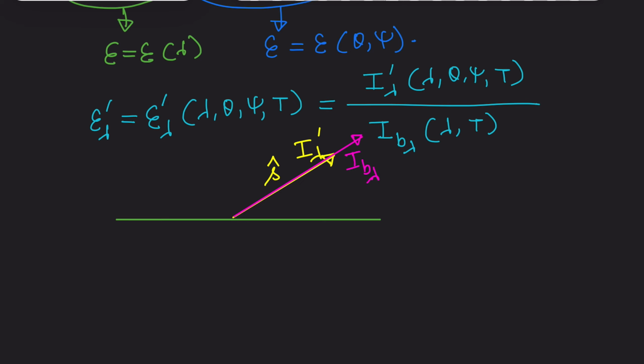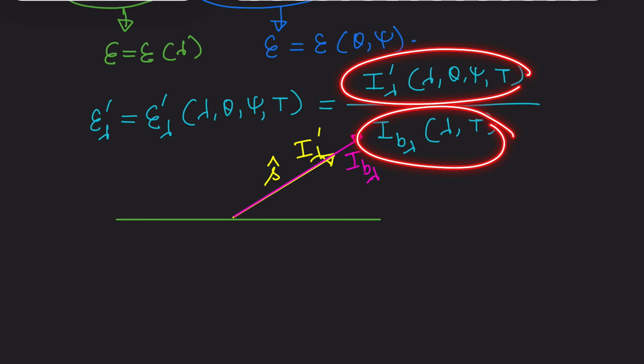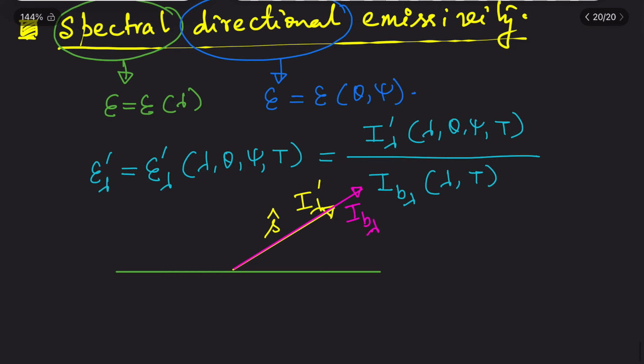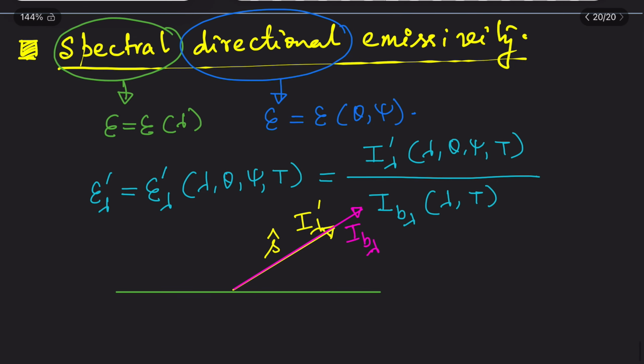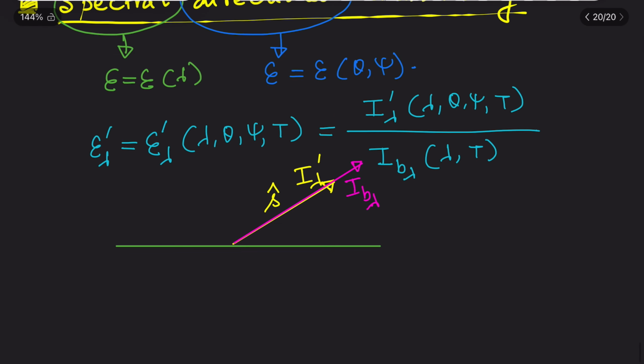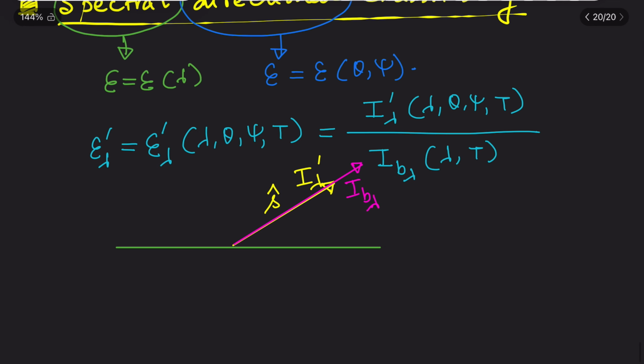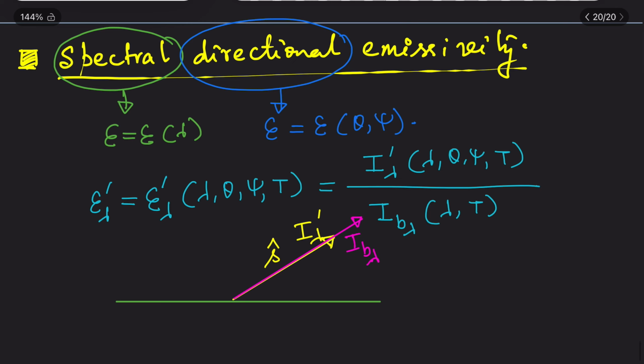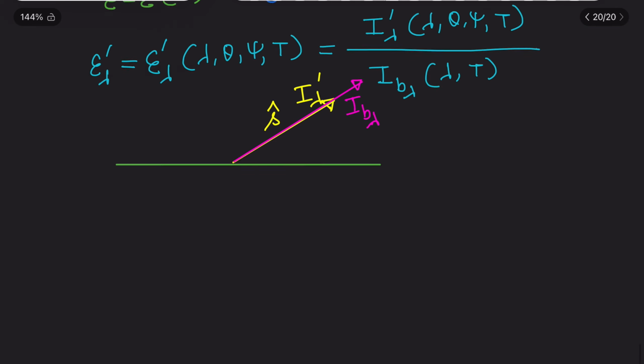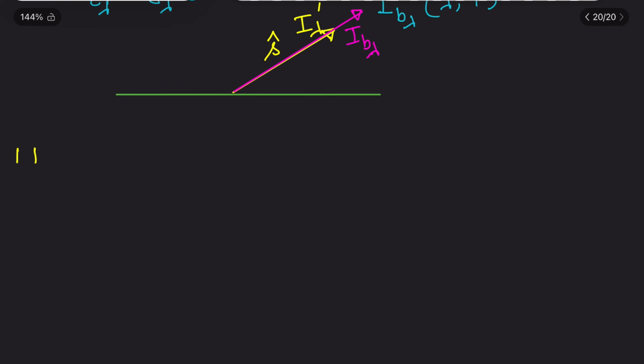Now if I change the direction, then this I_b lambda will be the same, but this will change. If I change the lambda, then this will also change and this will also change. If I change the temperature, this will also change and this will also change. So this is the concept of spectral directional emissivity. Emissivity means energy emitted by a real surface compared to energy emitted by a black body at that temperature. Clear?